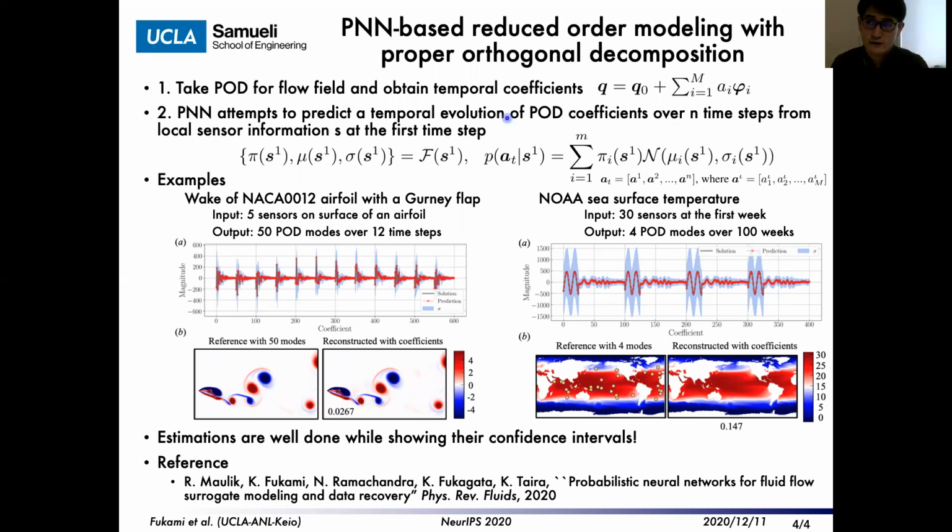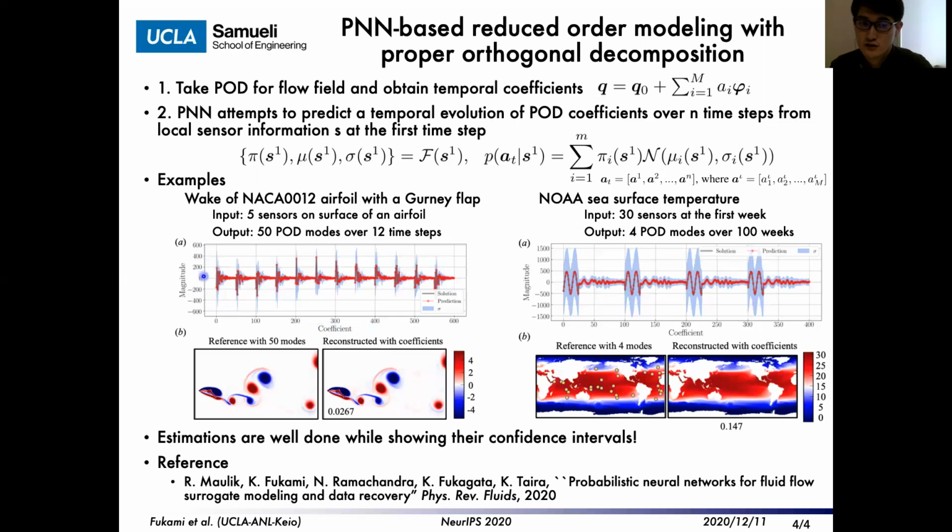Summarizing, the input is the sensor information at the first instantaneous step. Then the PNN attempts to predict the temporal evolution of the POD coefficient over n time steps. So this problem setting can be regarded as temporal prediction. As an example, first we consider a wake of a NACA0012 airfoil with a guiding flap. Here, the input is 5 sensors on the surface of the airfoil, and the output is 50 POD modes over 12 time steps. This first shows the relationship between the estimated coefficient and the magnitude.